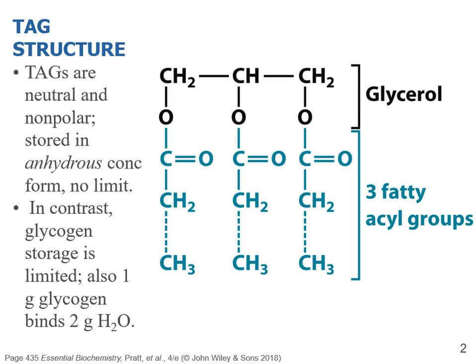Glycogen storage in the muscle and in the liver is limited, and 1 gram of glycogen binds 2 grams of water. So that's partly the reason for some of these low carbohydrate diets. What you end up doing is depleting your glycogen, so you lose 1 gram of glycogen and you lose 2 grams of water along with that. So that accounts in part for some of the weight loss that you see with those diets.